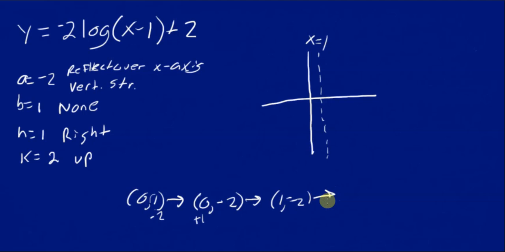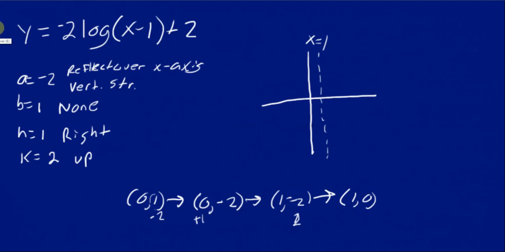And the last transformation is going to be K. K is going to be added to Y. So I'm going to add a 2 to Y here, and that becomes (1, 0). So I'm going to go over 1 and up 0, and that's impossible. So what did I do wrong here? So I've got my (0, 1). Oh, that's what it is.